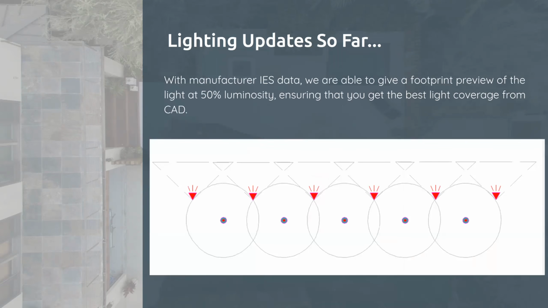As you can see here, our light blocks have a preview footprint around them. That's the gray line. And that's the light distribution at 50% luminosity, as it would display on the ground, really helping you out with placing your symbols.